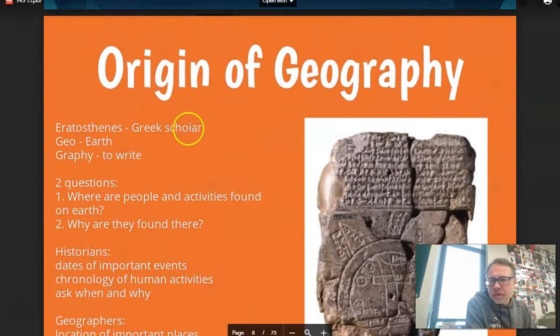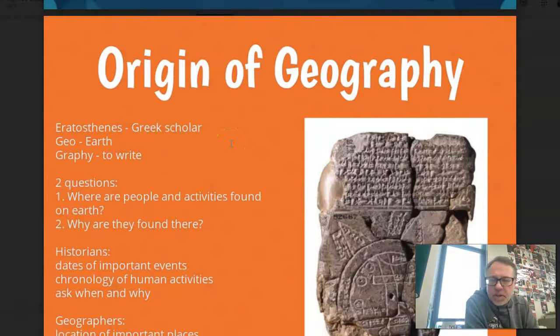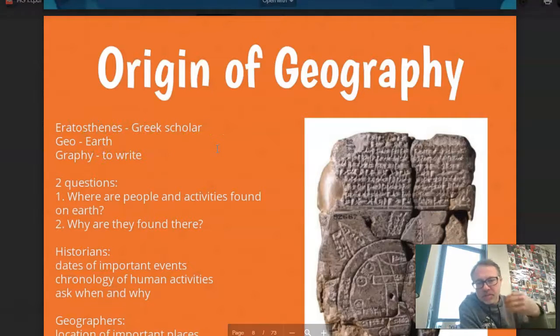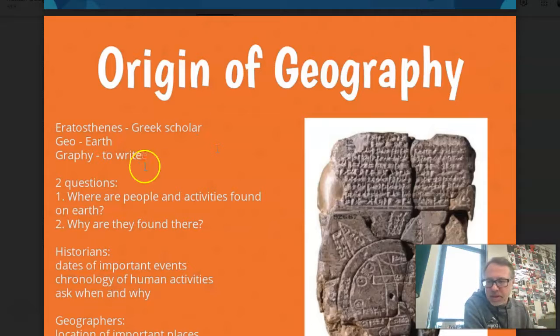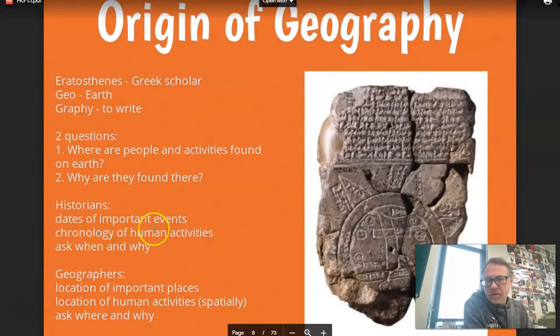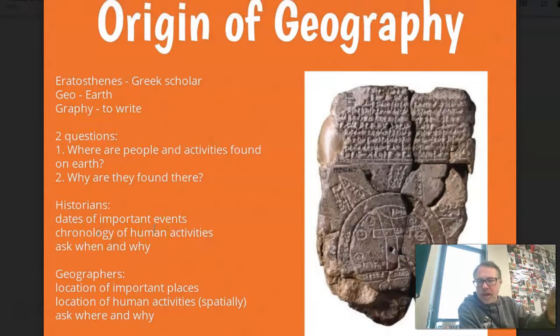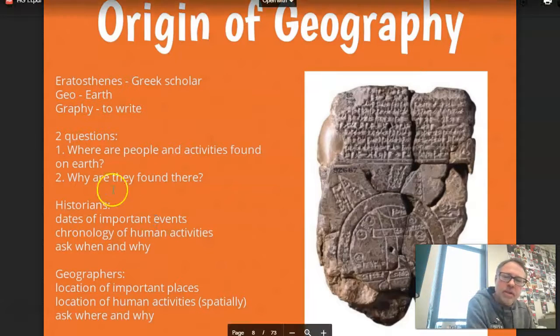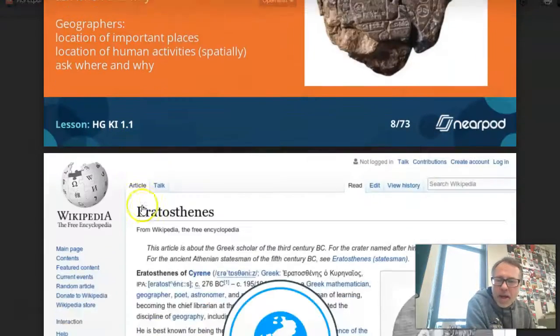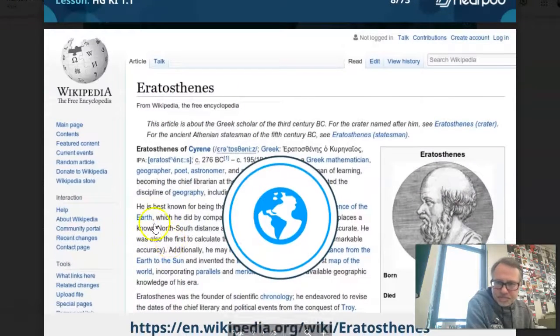If we skip over those things, the ancient Greek society is what contributed to the growth of geography as a discipline. So the fact that you're taking this class in school, you can thank this guy here, Eratosthenes, a Greek scholar who coined the term geography. Geo means earth, graph to write, so literally to write about the earth. While historians are focused on when things happen and the chronology, the sequence of events, geographers are looking at where things occurred and why it occurred in those places.